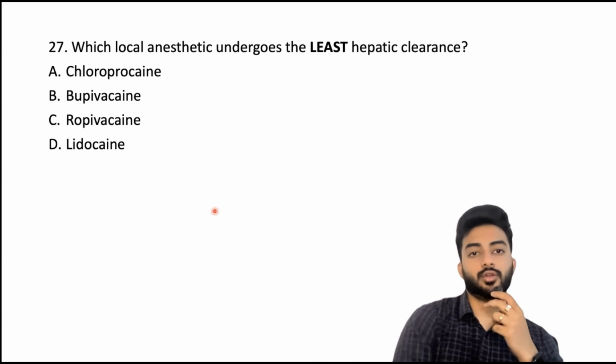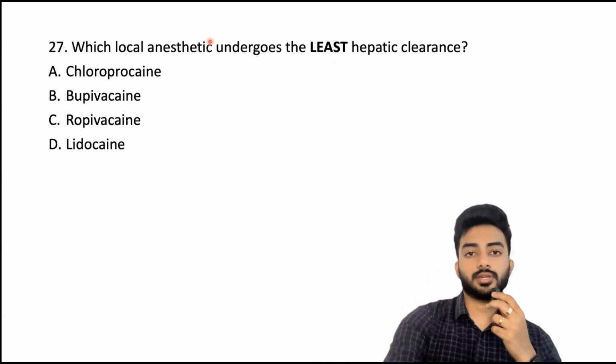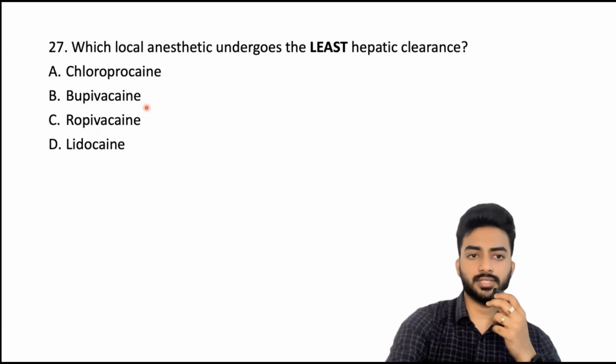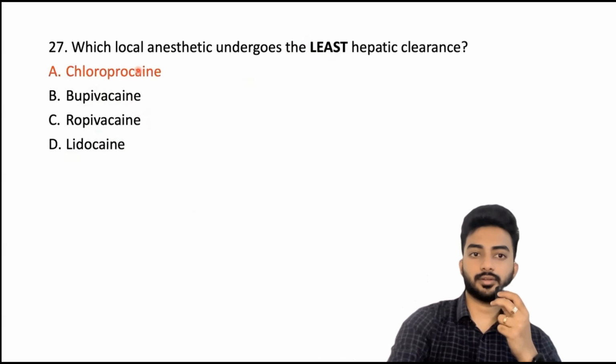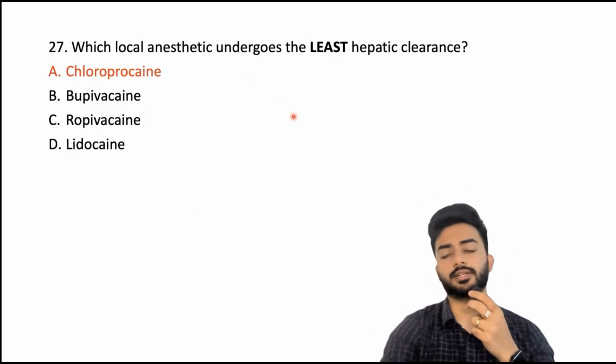27th, which local anesthetic undergoes the least hepatic clearance? The options they have given are chloroprocaine, bupivacaine, ropivacaine, lidocaine. Even if you don't know the answer, you know these two are long acting, this is short acting and this is very short acting. So the one that undergoes least hepatic clearance is chloroprocaine. And this is a direct one-liner.